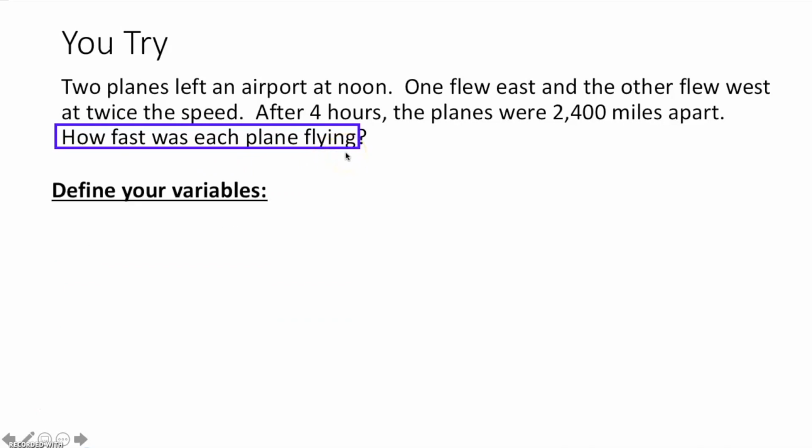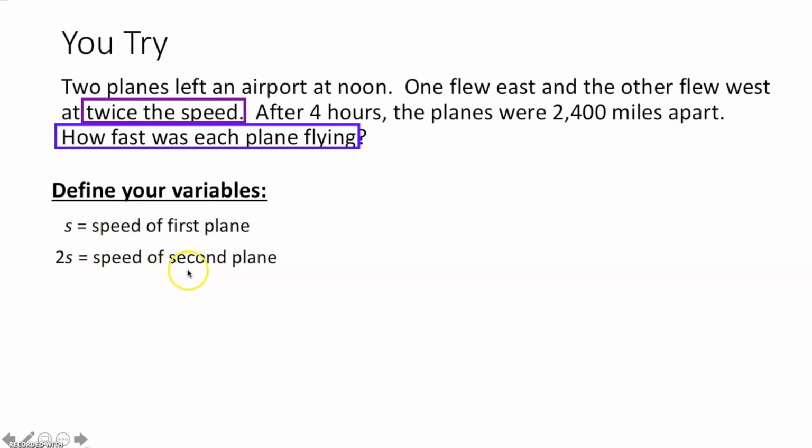So when we define our variable, we're going to base it off of that. If it's asking how fast each plane was flying, we have 2 separate planes. So we're going to say S is going to be the speed of our first plane. So what would be the speed of the second plane? Well, it says one flew east and the other flew west at twice the speed. So the other was going twice as fast, which means 2 times S is actually going to be the speed of the second plane.